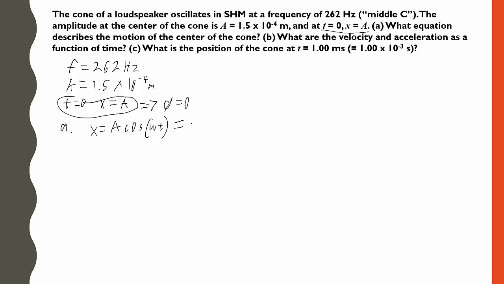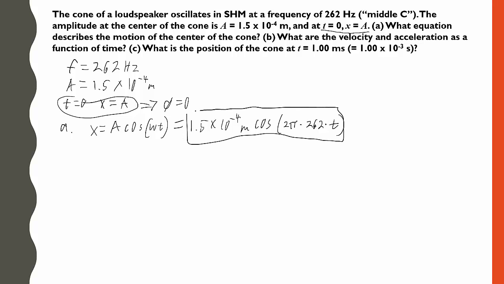So we've got our amplitude, 1.5 times 10 to the negative fourth meters, times cosine. Now omega is 2 pi times the frequency, so 2 pi times 262 times time. It's still a function of time, and there is how you could describe the position, the displacement of the speaker as a function of time.